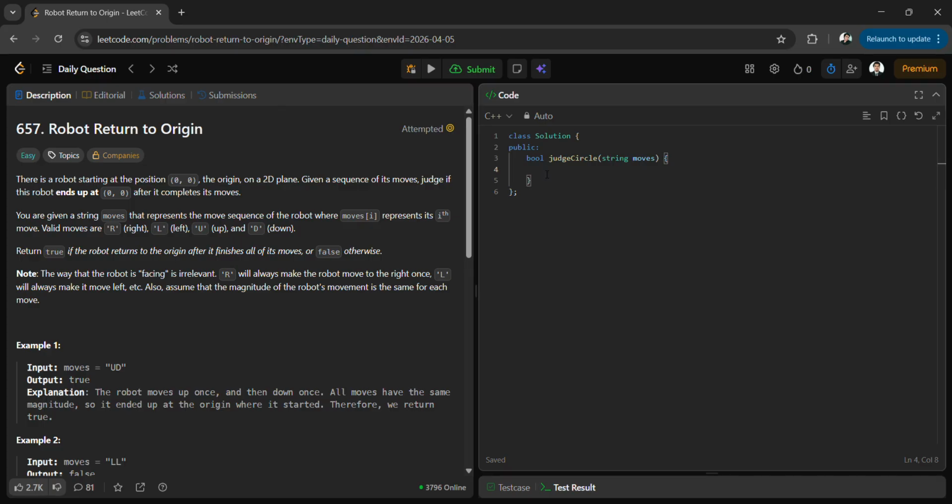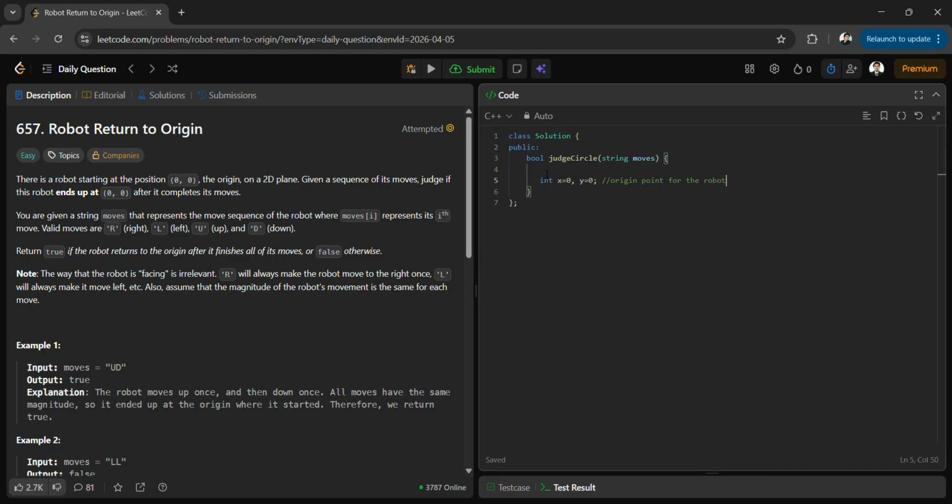As already mentioned, it is a two-dimensional plane, and the robot is at the origin point. So we have to define the two coordinates, which we also use in mathematics. Here in programming, int x is equal to 0 and y is equal to 0. That means this is the origin point for the robot.